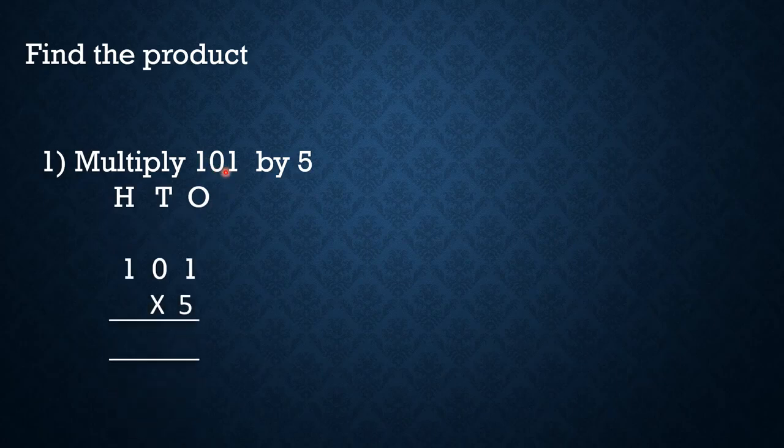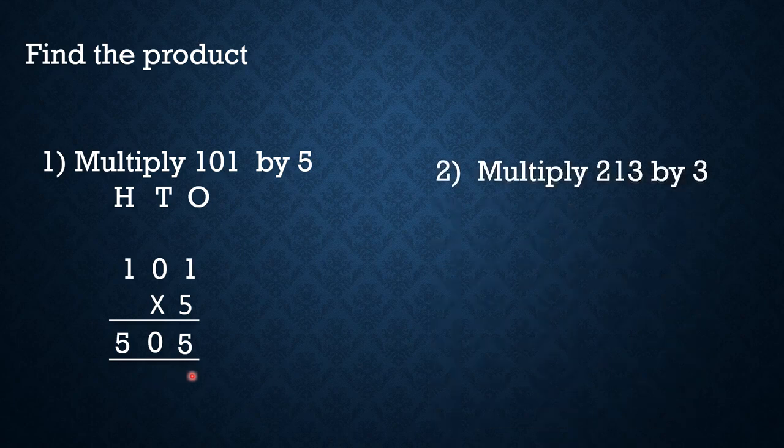Now we will start from our ones place. So 5 multiplied by 1, and 5 ones are 5. So we will write 5 here in ones place column. Now we have to multiply 5 by 0, and 5 multiplied by 0 is 0. So we will write 0 here in tens place column. Now 5 multiplied by 1 again. So we get 5. We will write 5 here in hundreds place column. So what is the product of this? That is 505.